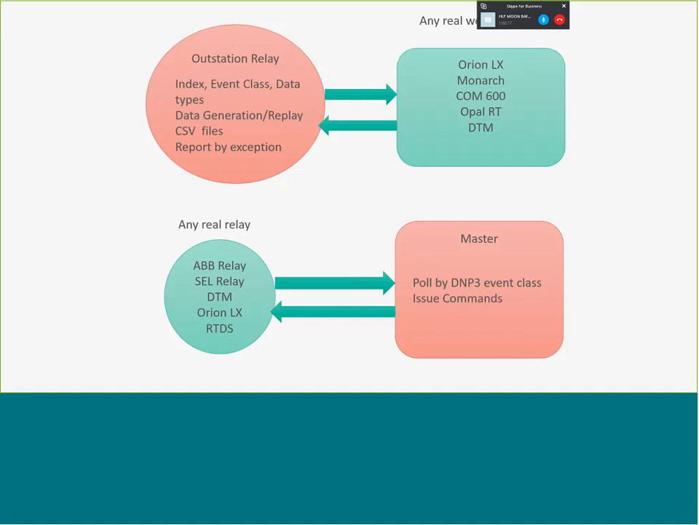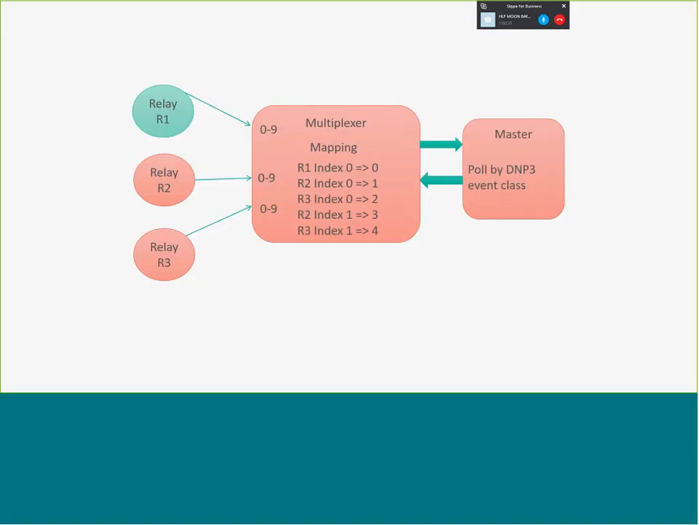So when we deploy a DNP3 generator, we can act as a relay, we can act as a master, and we can talk to either real-world devices or fake devices. So you can simulate a relay and a master and connect them both. And this is talking DNP3 here.